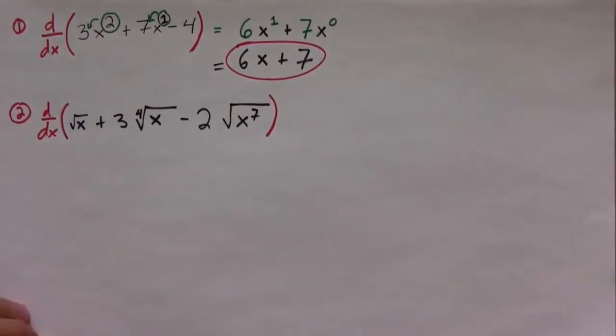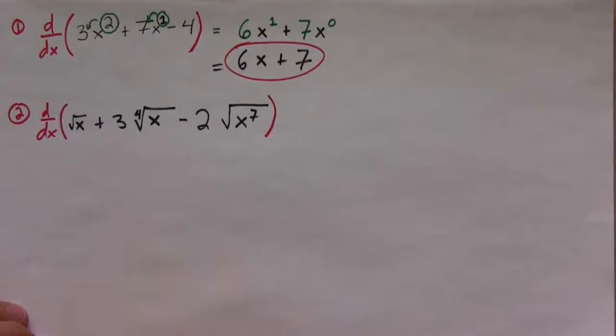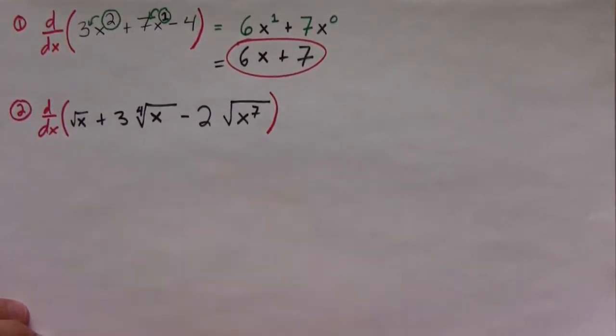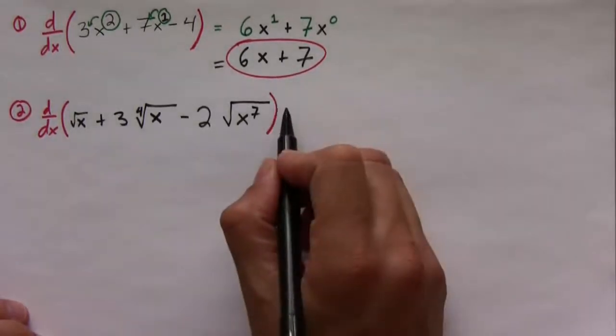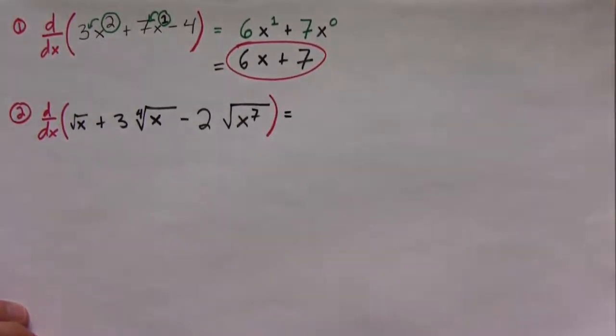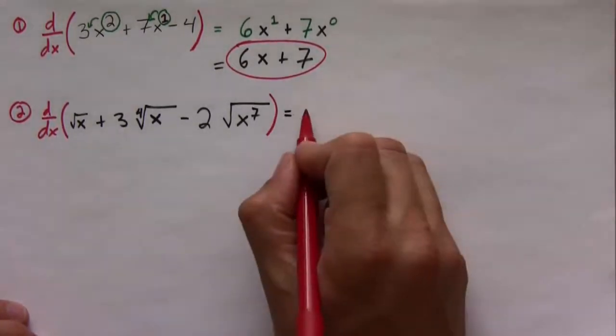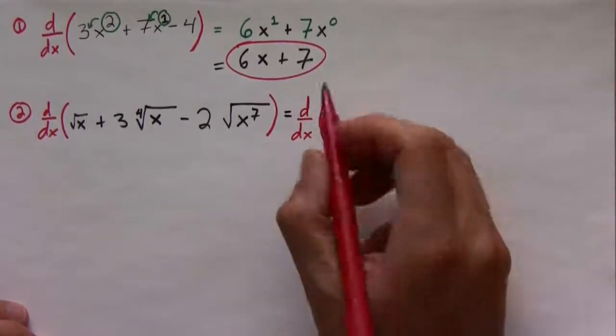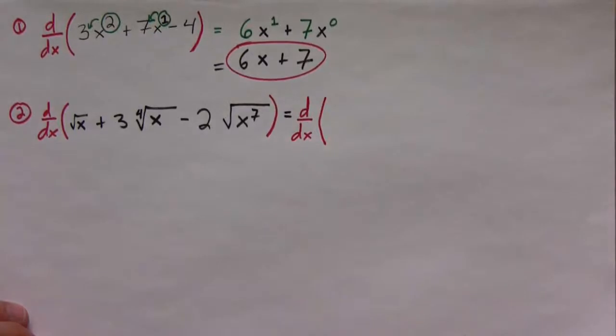Okay, now this next problem, it's also a power rule situation, but it has a bunch of roots in it. There are a couple ways you can approach it. I'm going to show you guys the long way first, and then I'll show you guys a little shortcut that might be useful to you, and you can use it if you feel like it.